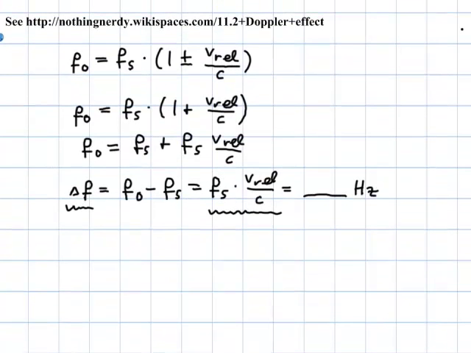And then it bounces back, and actually the exact same equation applies. So when the police car gets it back, that total shift, delta F total, is just this one doubled because the same equation applies. The two are moving towards each other still with the same relative speed.